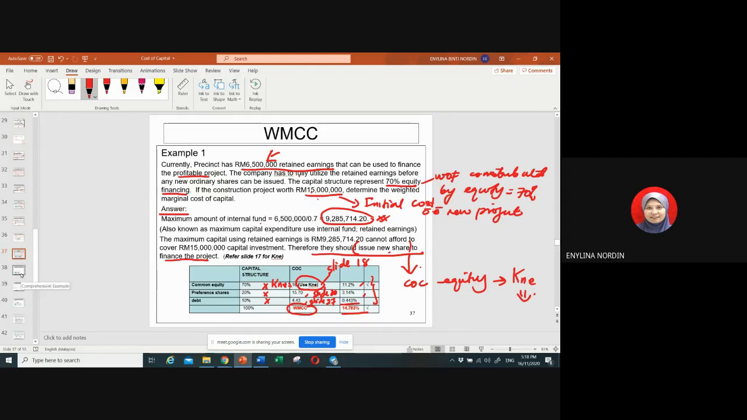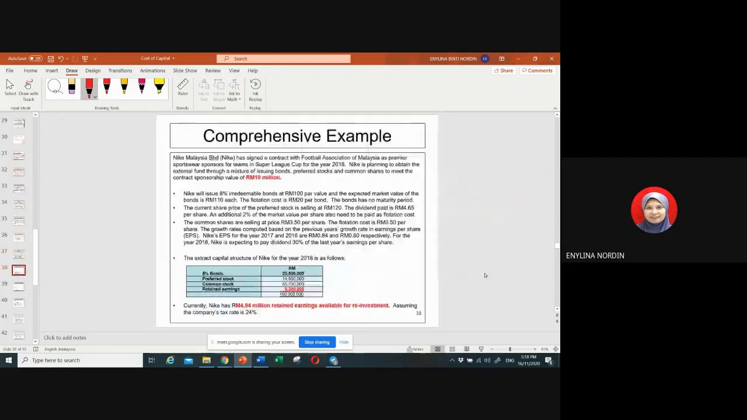So this is the comprehensive example class. I think you need to go through the example here first, and later on I will discuss it with you in the next class.